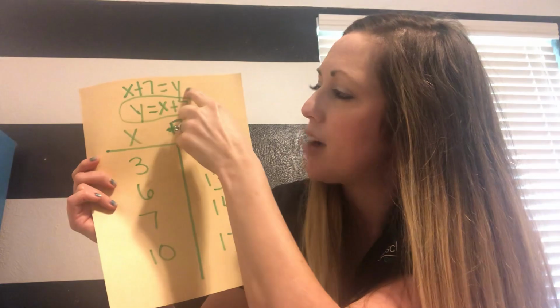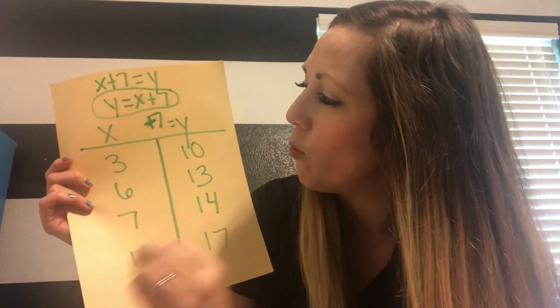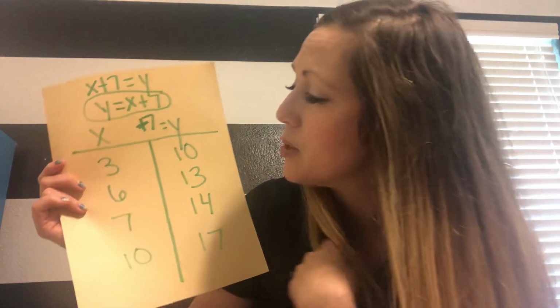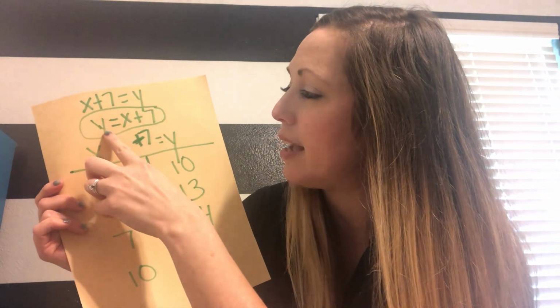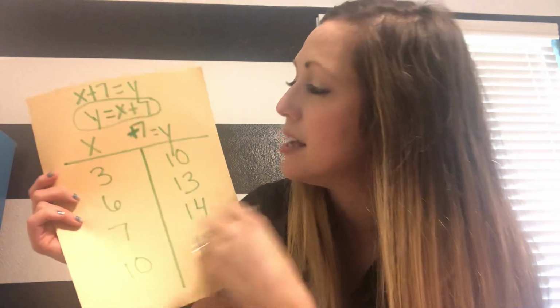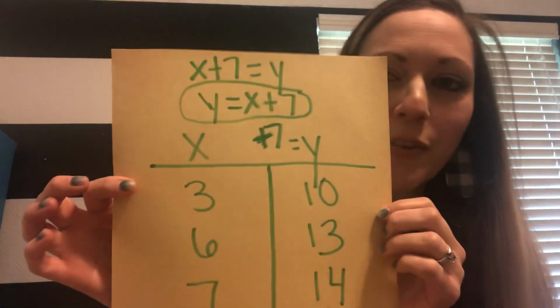And so if I was to write that out that way, but if I want to have my y listed first, which would actually be my dependent variable, I would have that listed first. So y would equal x plus 7. So here you go if you want to look at it just a little closer.